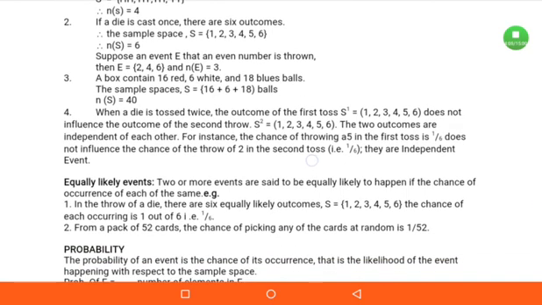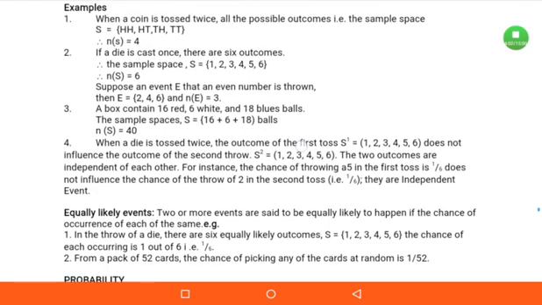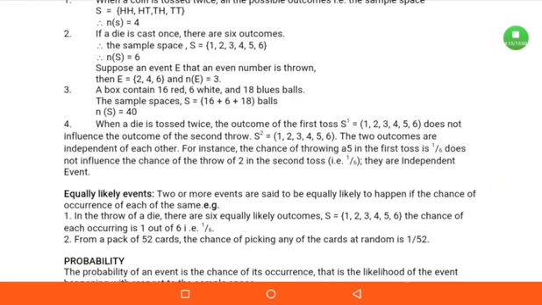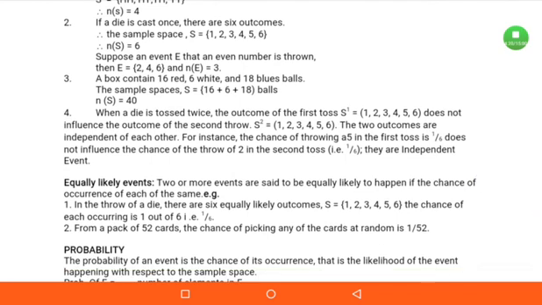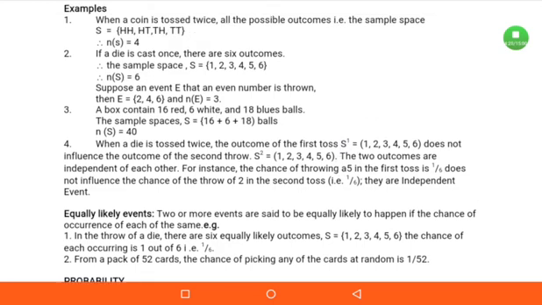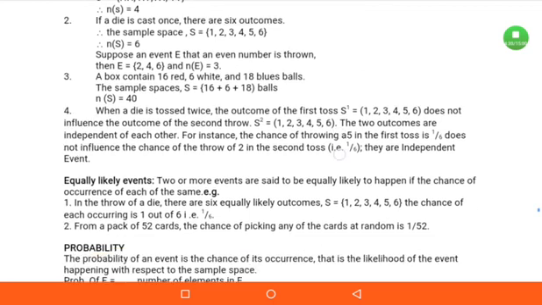Now, if a die is cast once, what is the sample space? I discussed this earlier. The sample space will be 1, 2, 3, 4, 5, or 6. Therefore, the number of elements in that is, when you count 1, 2, 3, 4, 5, 6, you have 6. For the coin tossed twice, when you count, you have 4. Alright, so the sample space for the die is 6.